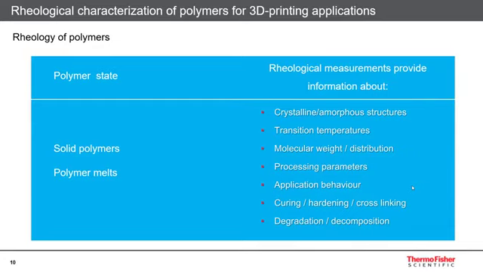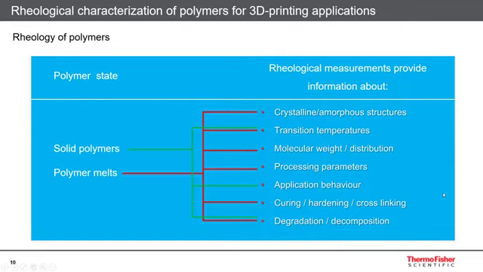Besides measuring viscosity of a polymer sample under different conditions, rheological measurements can be used to investigate and identify many other properties that are important for different processing techniques. An overview of what can be measured with a rotational rheometer is shown on this slide for both solid as well as molten polymers. The information provided by such measurements include the crystallinity or amorphous structure of the tested material, the identification of characteristic transition temperatures.